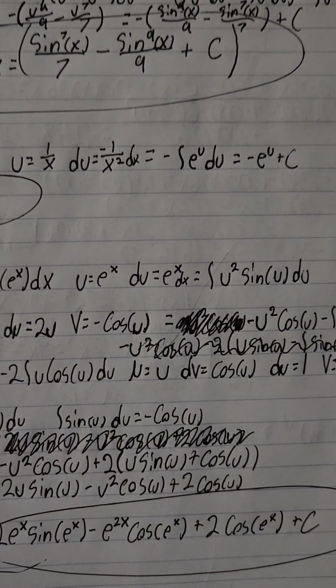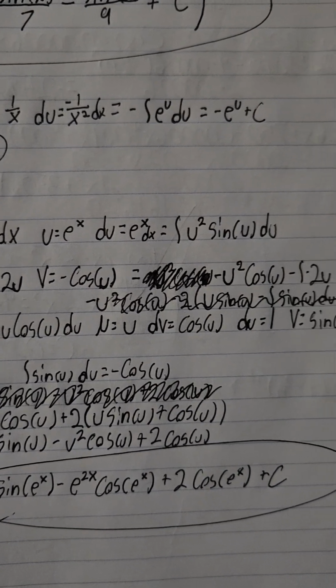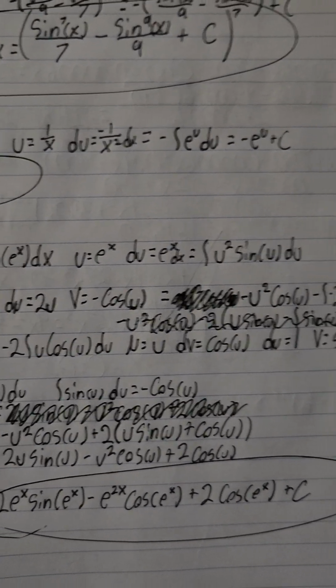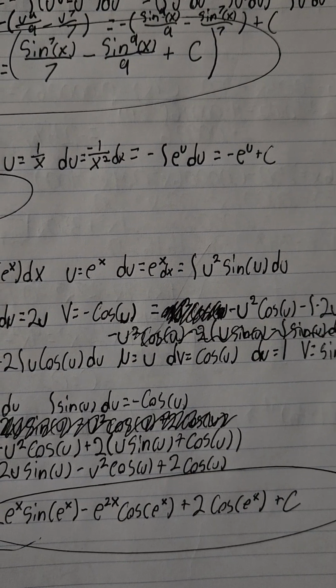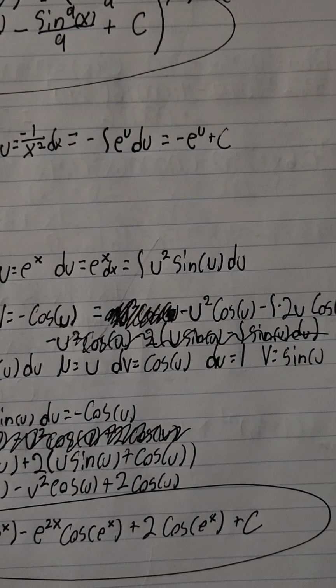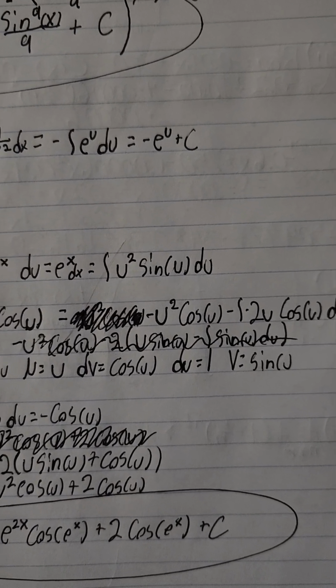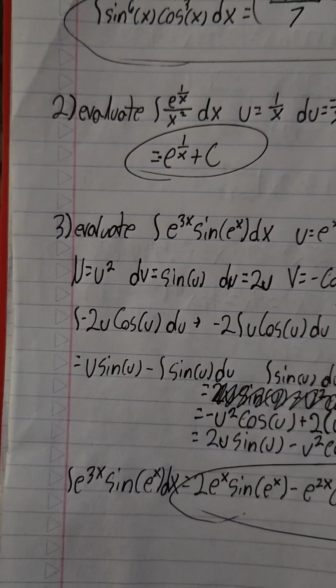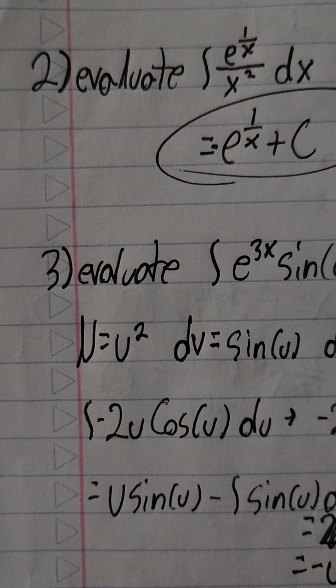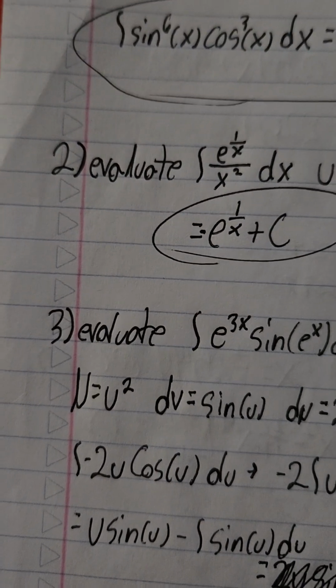The u substitution we're using is u equals e to the x. du, or the derivative of e to the x, is just e to the x dx. Rewriting the problem equals u squared sine u du. And then I tried to separate them a little bit, but as you can see in my work, it's not really going to hold true.